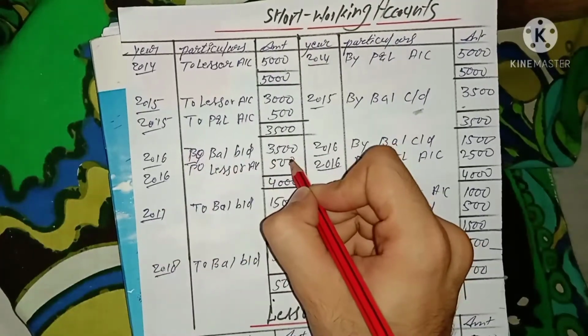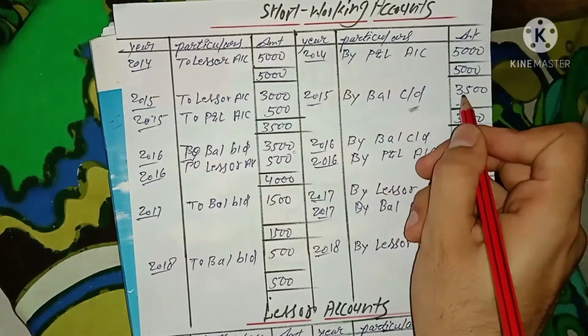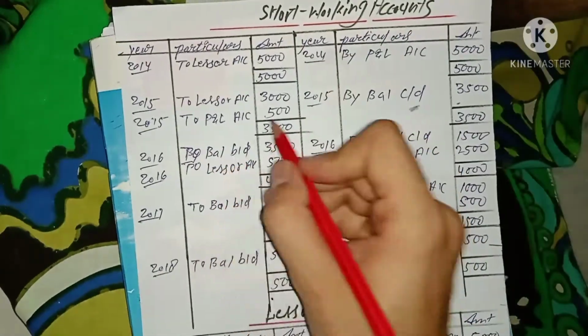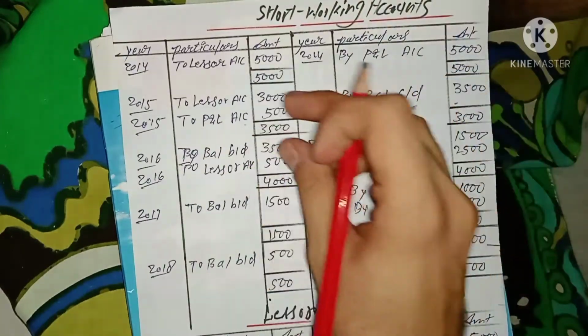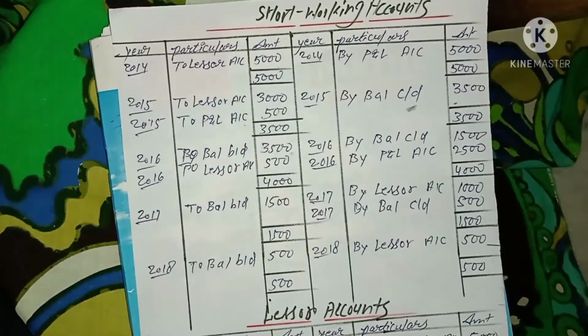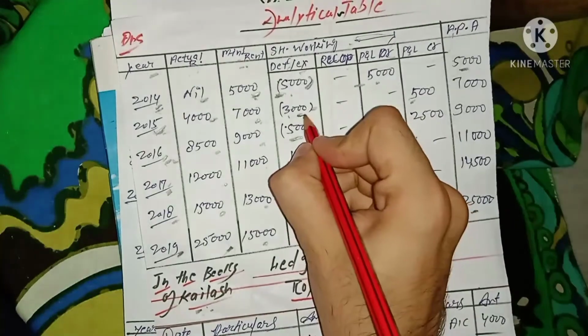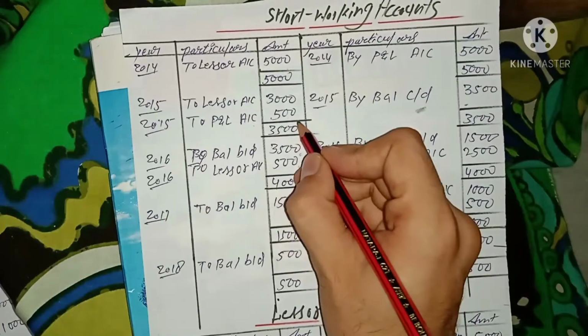And at the beginning of the year 2016, you can see the same account at the opening, 3,500, and at the closing 3,500, a similar amount. Here you can see it is charged to the penal account just because of having very little amount. The lessee wanted to carry forward 3,500, but we had only 3,000. As per the analytical table we have prepared, in the year 2015 there were only 3,000 of short working, and he wanted to carry forward 500 rupees more.